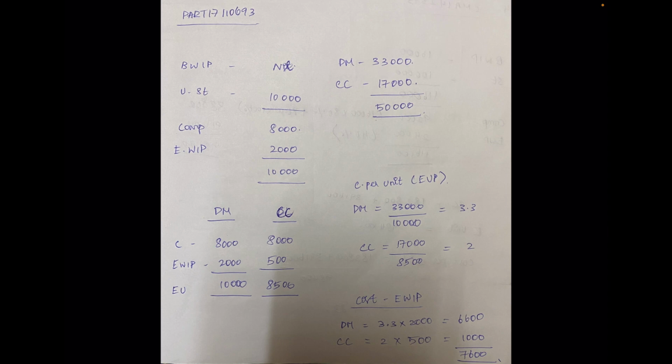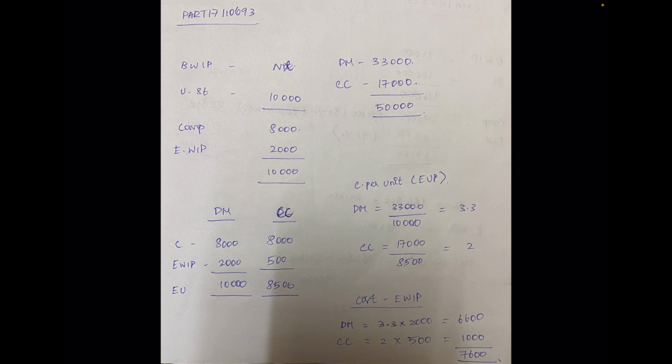The cost per equivalent unit of production for direct material: total cost is $33,000 divided by total equivalent units, that is 10,000 units, which gives us a cost per unit of $3.30. For conversion cost, the total cost is $17,000 divided by total equivalent units of 8,500, which gives us a cost per unit for conversion cost of $2.